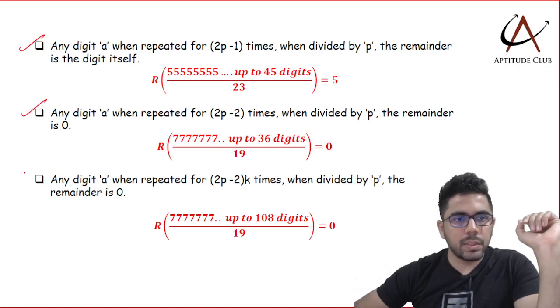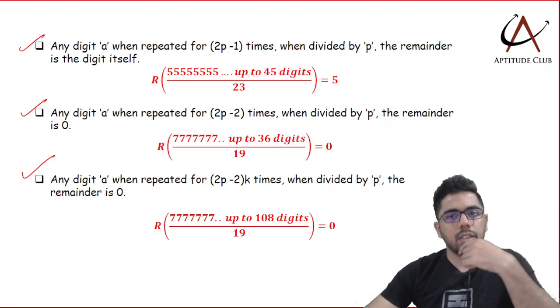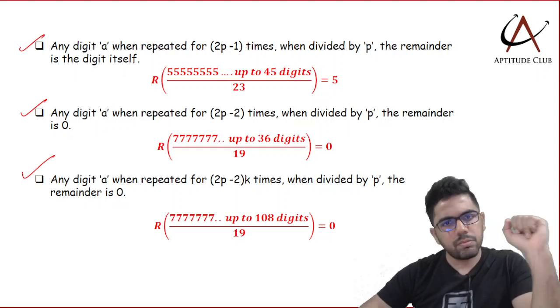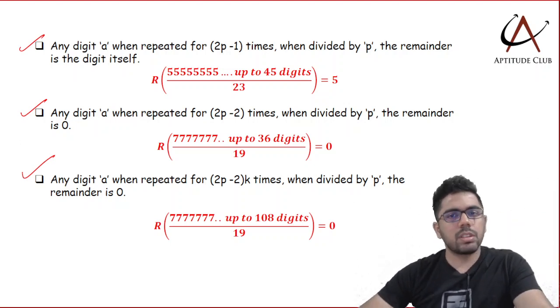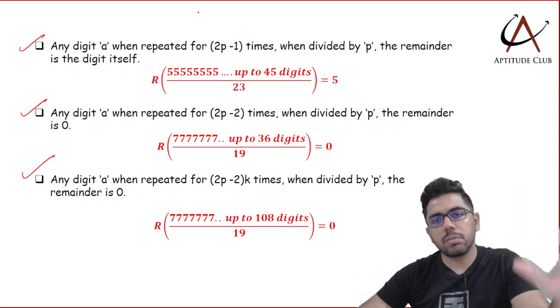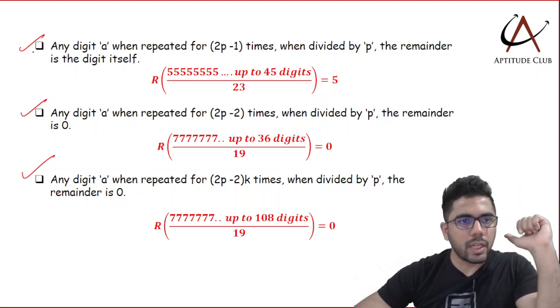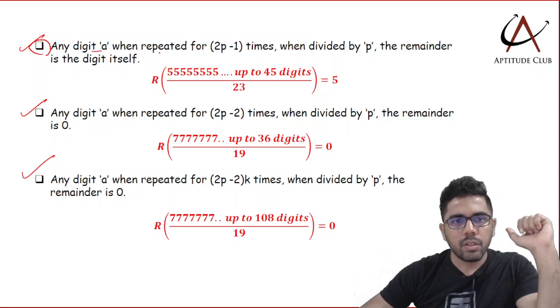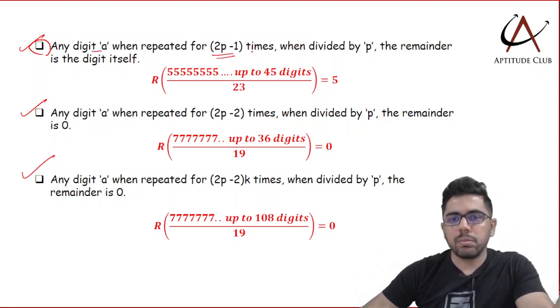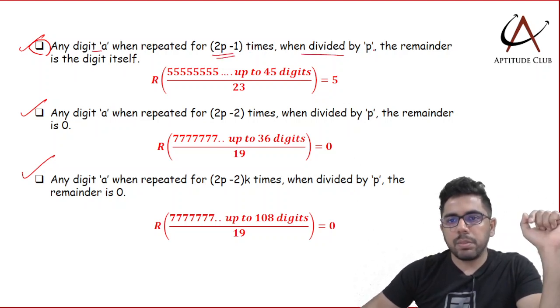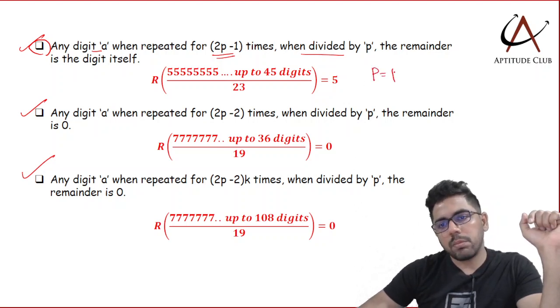So these are the 3 principles that you need to know to solve such kind of questions. I'll derive one of them, but उसके बाद you just need to know these 3 rules, and those questions 5 seconds में you will solve. First principle, any digit a when repeated for 2p minus 1 times and when it is divided by p, the remainder is the digit itself. Note that p is a prime number. P has to be prime number.